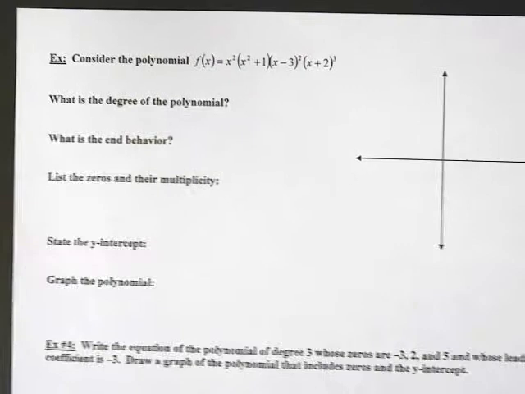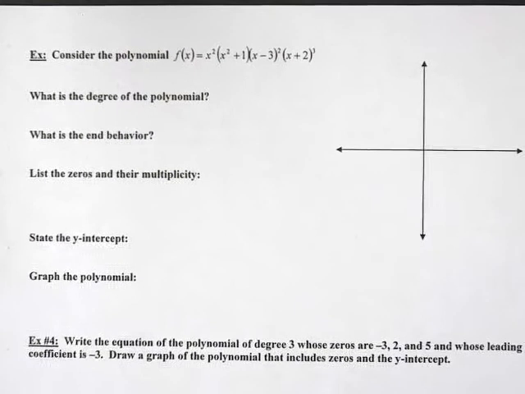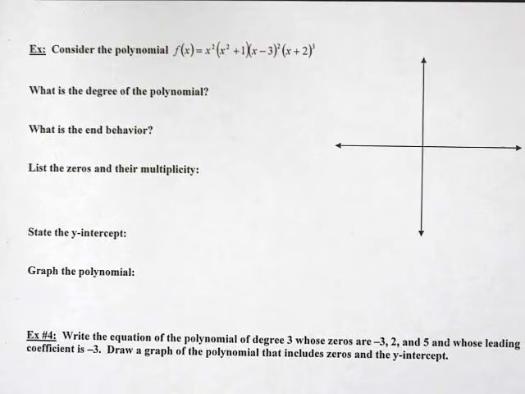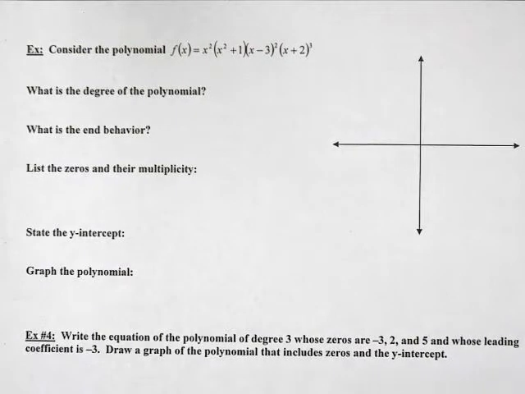Okay, let's try the next one. Alright, this one's a little tougher, but again, very, very doable. What's nice about this one is it's already in factored form. So it's going to be really easy to get the zeros. It does make it a little harder to get our degree, which is the first thing we're going to do.